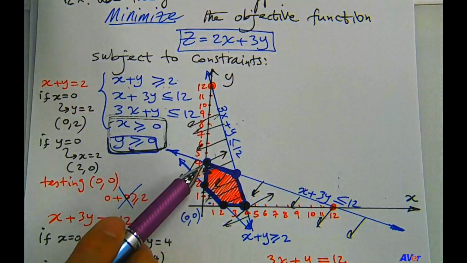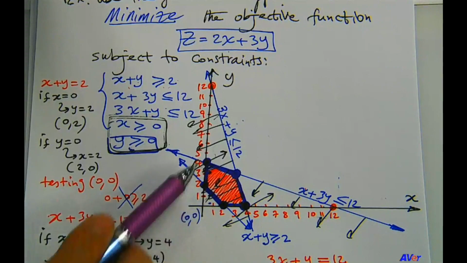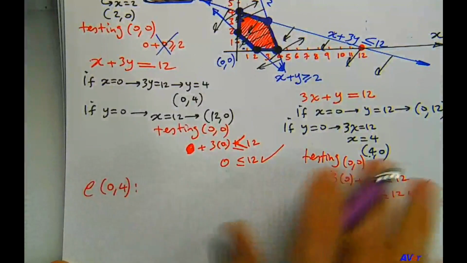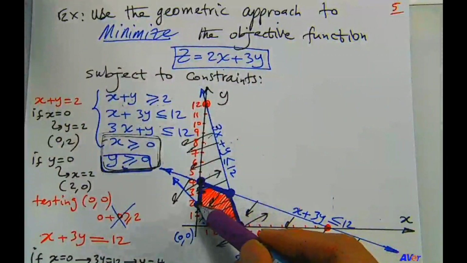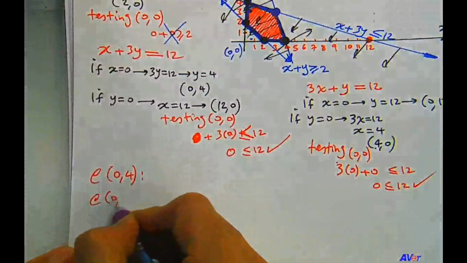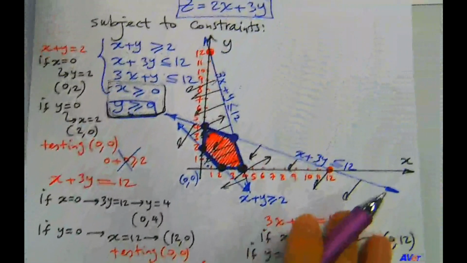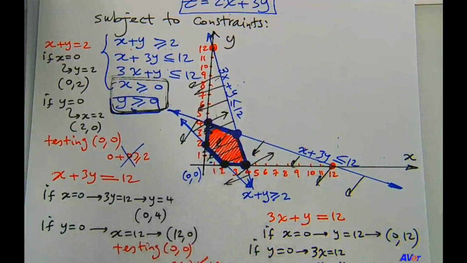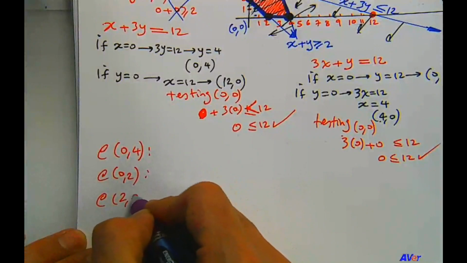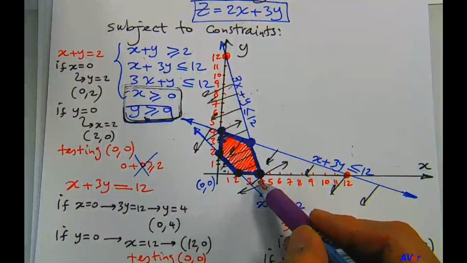So this corner point we already know, right? That's (0, 4). Let me write that down here. That's one of the corner points. This one we also know. It's (0, 2). Then this one we already know. That's (2, 0), right? This one we also know. That's (4, 0).